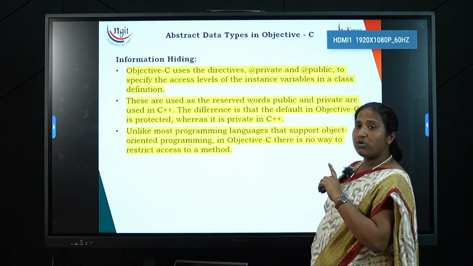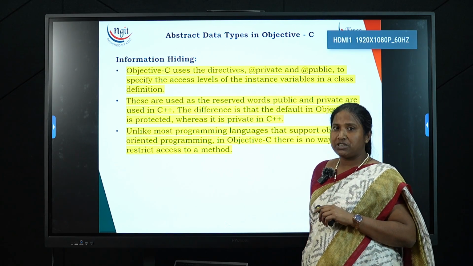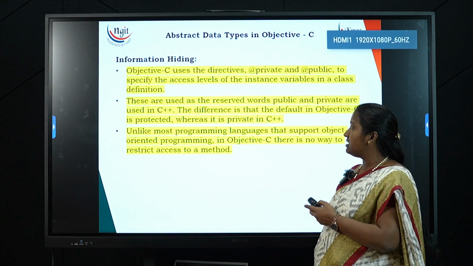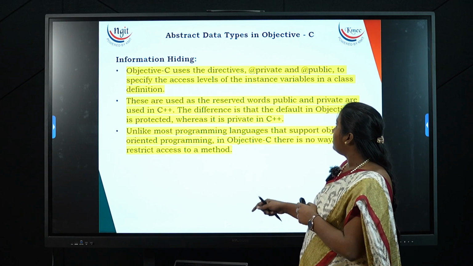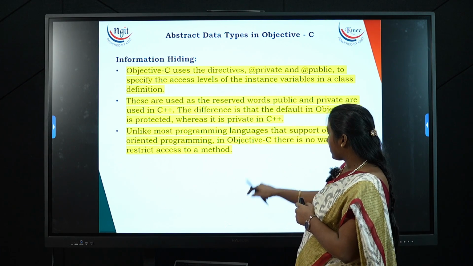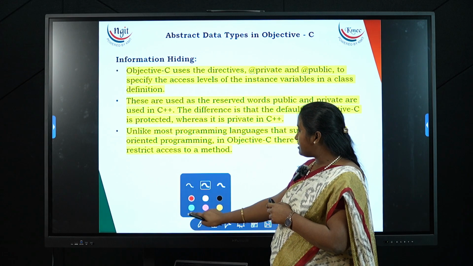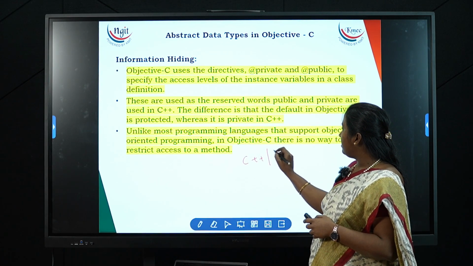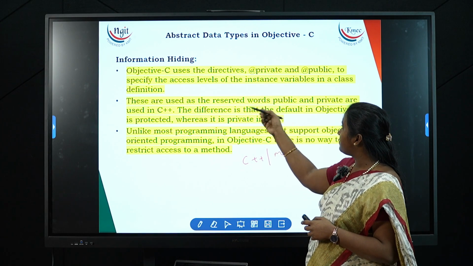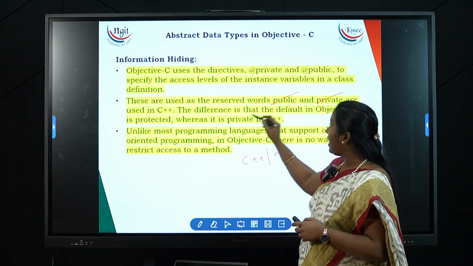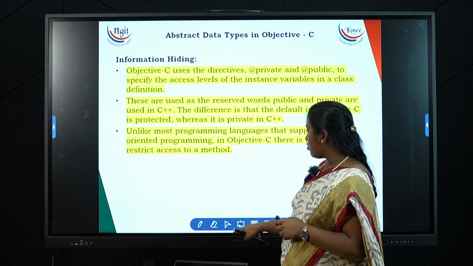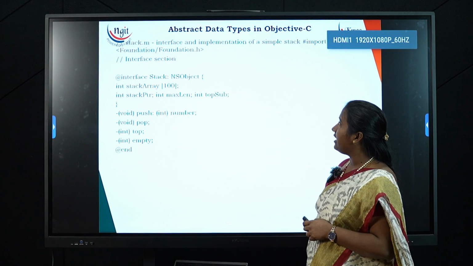The other thing is that abstraction is provided with information hiding. So generally we have access specifiers. C++ has two access specifiers, public and private. Objective-C has three: public, private and protected. Now let's see how we restrict users from having access to the data.